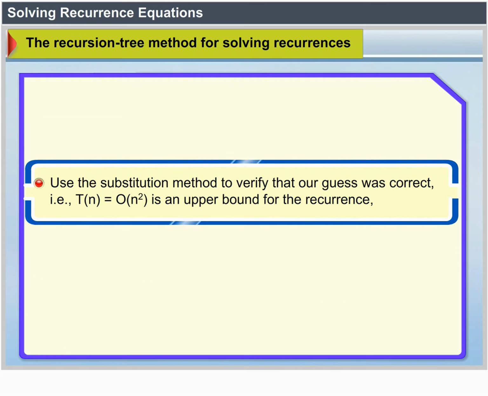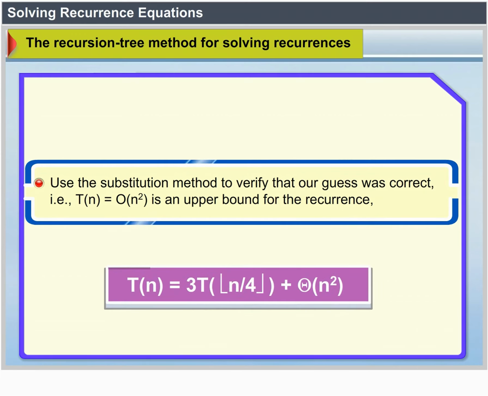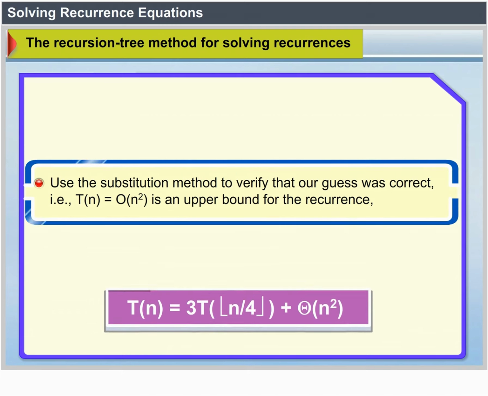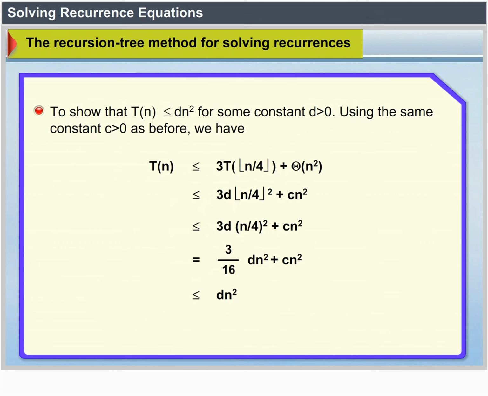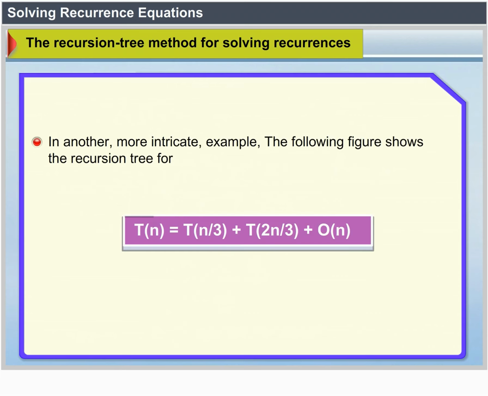T(n) = 3T(⌊n/4⌋) + Θ(n²). To show that T(n) ≤ dn² for some constant d > 0, using the same constant c > 0 as before, we have the following, where the last step holds as long as d ≥ (16/13)c. In another more intricate example, the figure shows the recursion tree for T(n) = T(n/3) + T(2n/3) + O(n).